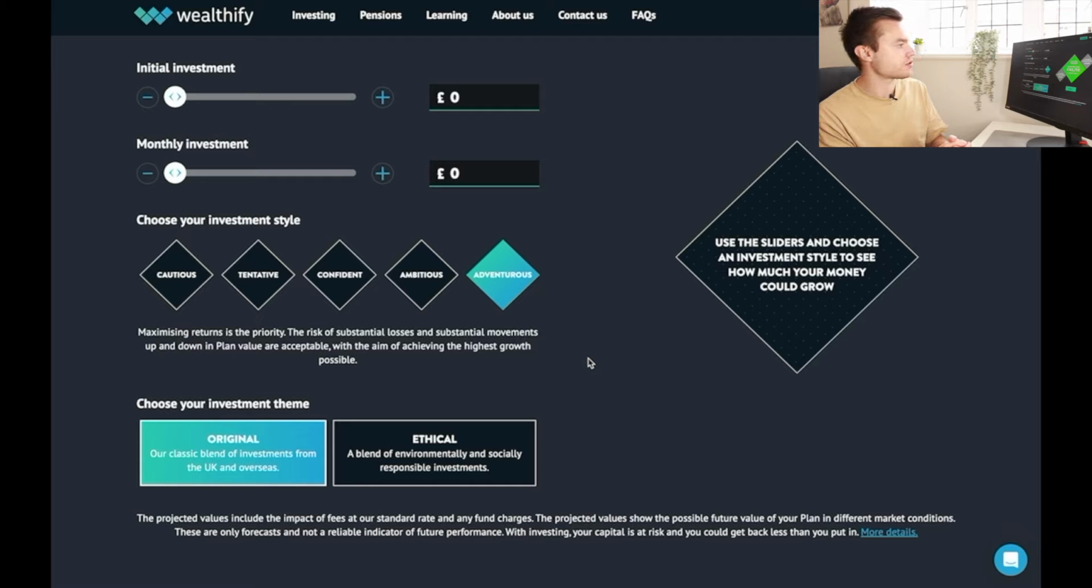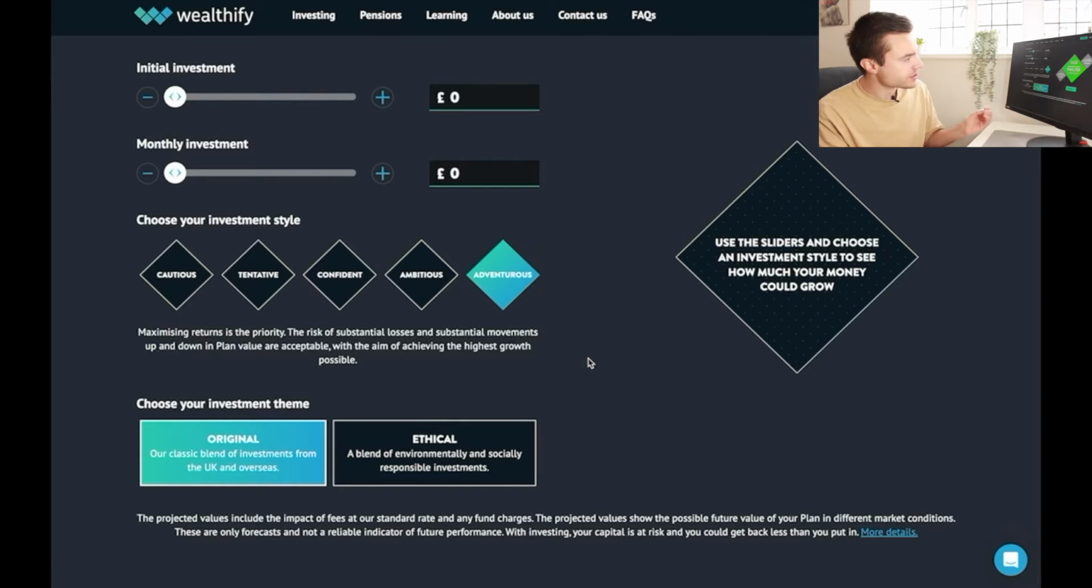The risk of substantial losses and substantial movements up and down in plan value are acceptable, with the aim of achieving the highest growth possible. And I like how simple it is for you to choose your risk level on Wealthify's platform. Other platforms make you do long questionnaires to gauge your risk appetite right at the start of the investment process, whereas Wealthify just gives you these 5 options. They make it really simple for you to choose your risk level.